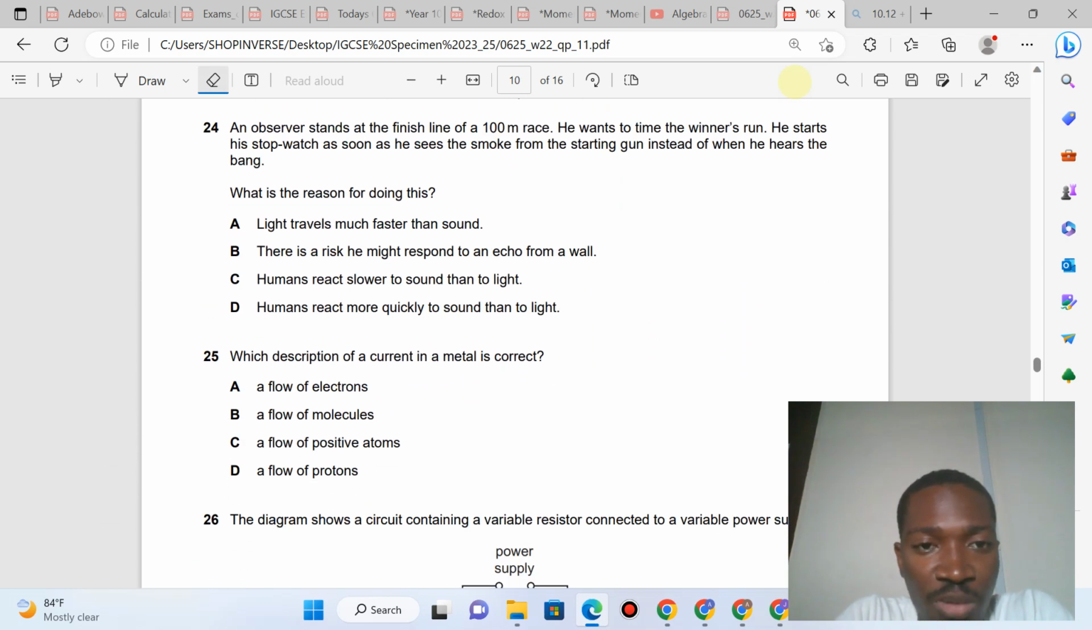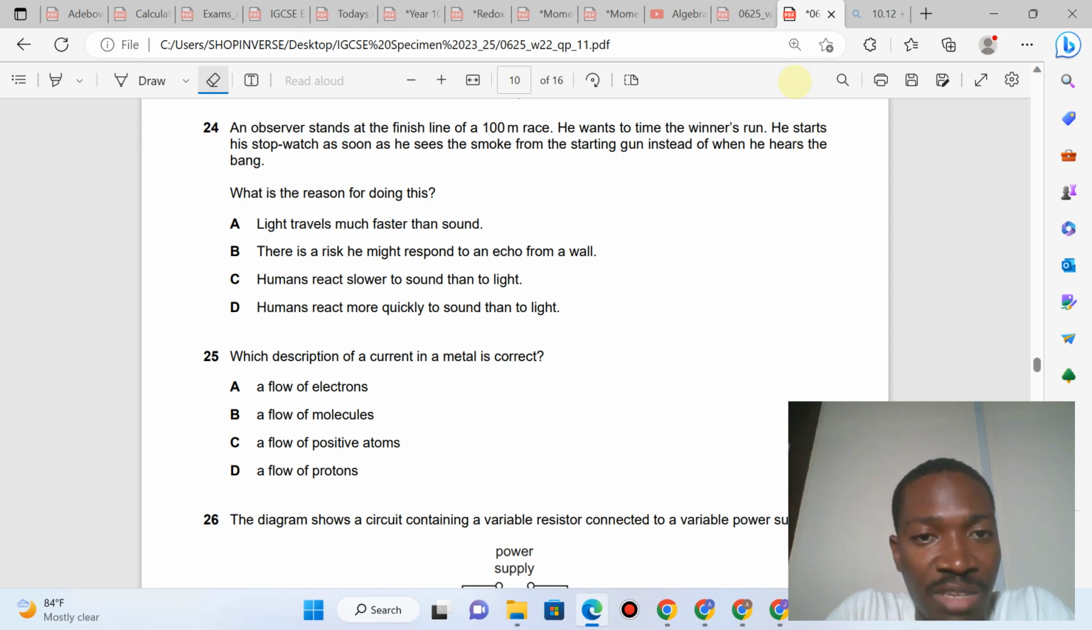Question 24. An observer stands at the finish line of a 100 meters race. He wants to time the winner's run. He starts his stopwatch as soon as he sees the smoke from the starting gun instead of when he hears the bang. What is the reason for doing this?